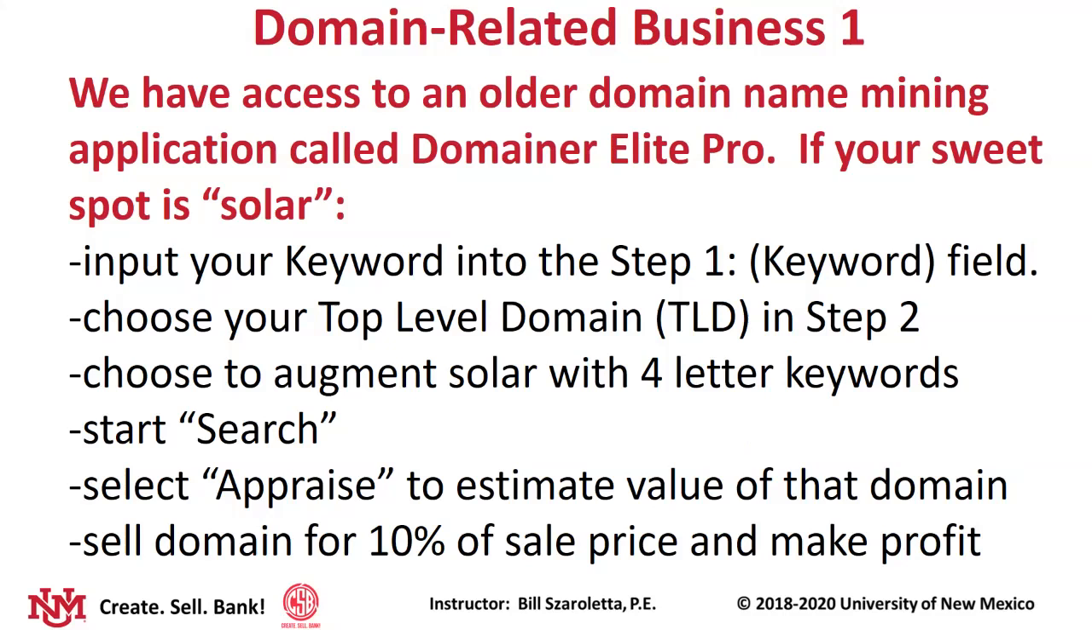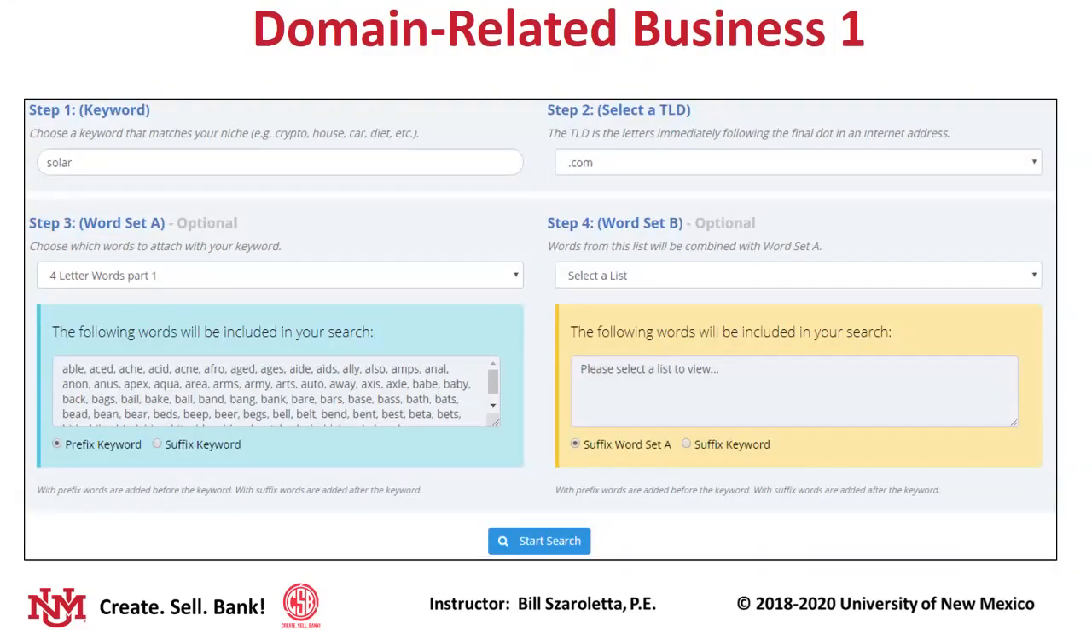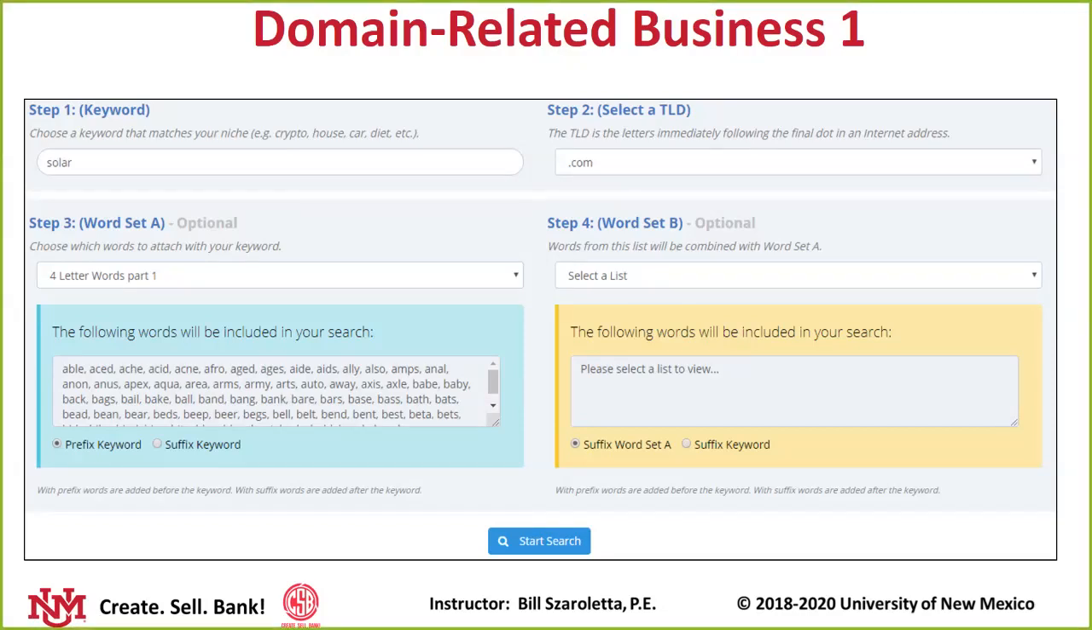So, there's an older domain name mining application called Domainer Elite Pro, and I'm going to go through it really quick. It's getting long in the tooth compared to GoDaddy's, but it's interesting how you can take, and this is what you could use Excel for, these as prefix keywords: able, aced, ache, acid, acne, and it just keeps going on. So you append those to the beginning of solar, and you can clearly append them to the end. And let's see what comes out.